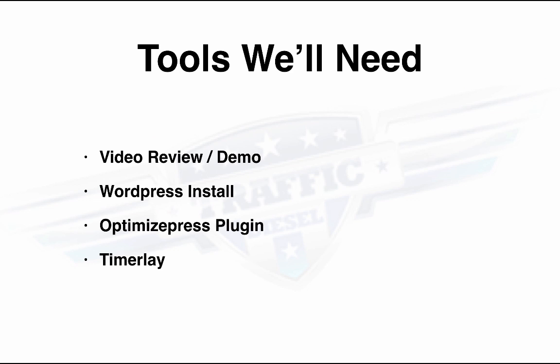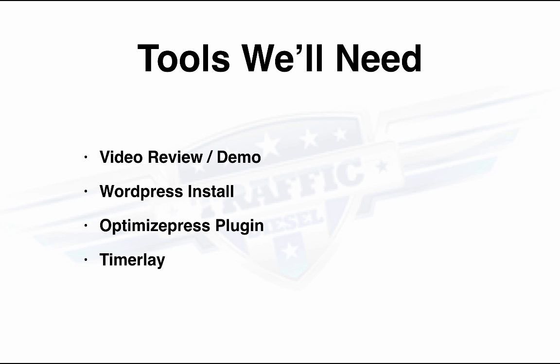So here are the tools that we're going to need. First of all, you're going to need a video. This can be a review or a demo of whatever product that you're wanting to promote. Then you're going to need a WordPress installation. If you don't know how to install WordPress, then go back through the Traffic Diesel blog. There's a link on how to set everything up in 5 minutes or less.